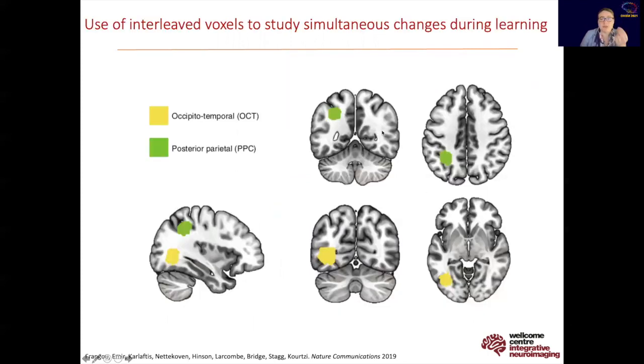And then the question was, can we see changes in GABA underlying these? Now, we're interested in two regions of the brain, the occipital temporal cortex and the posterior parietal cortex. And previous work from Zoe's lab had led to some really specific hypotheses about where learning of these two tasks might occur.